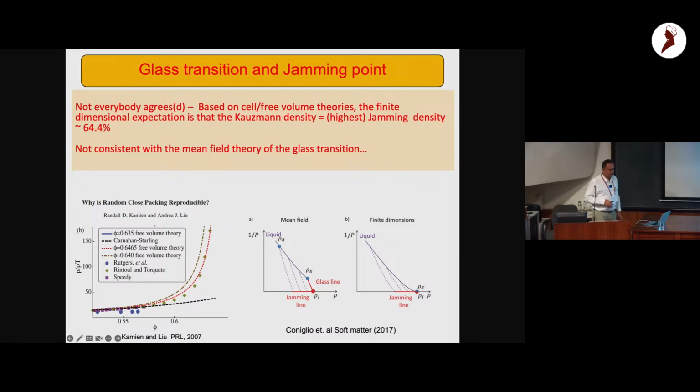Therefore, they said this is a well-defined value. Cornelio and company again did a cell theory where they concluded that there is indeed a jamming line, but as you go to higher and higher values of this jamming line, the corresponding glass transition density also converges to the same value. So if you think of the Kauzmann density as the highest density along the fluid branch where you can have the glass transition, that Kauzmann density converges with the corresponding jamming density.